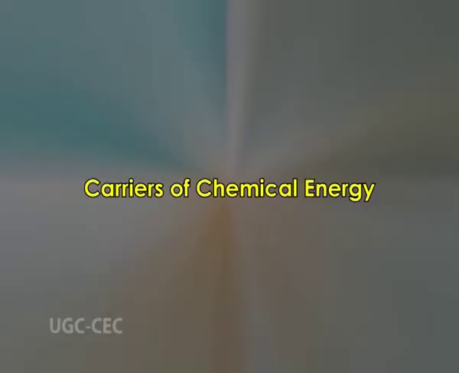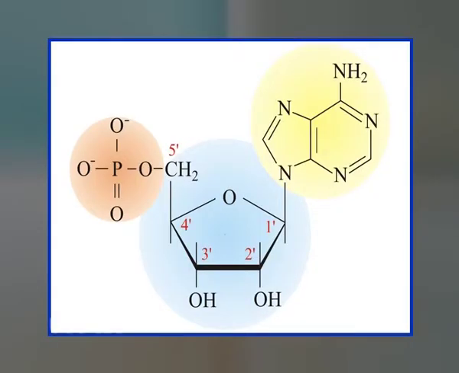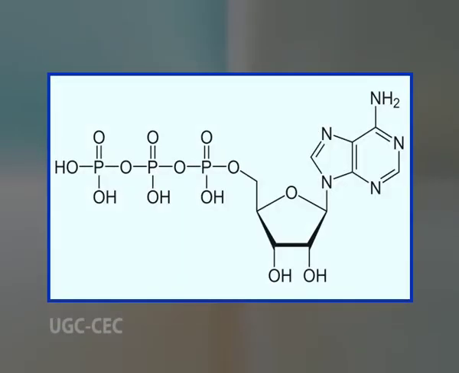Secondly, as carriers of chemical energy. Nucleotides may have 1, 2 or 3 phosphate groups covalently linked at 5'-OH of ribose. These are referred to as nucleoside mono, di and triphosphates and abbreviated as NMPs, NDPs and NTPs respectively. The 3 phosphate groups are generally labeled as alpha, beta and gamma starting from the ribose.